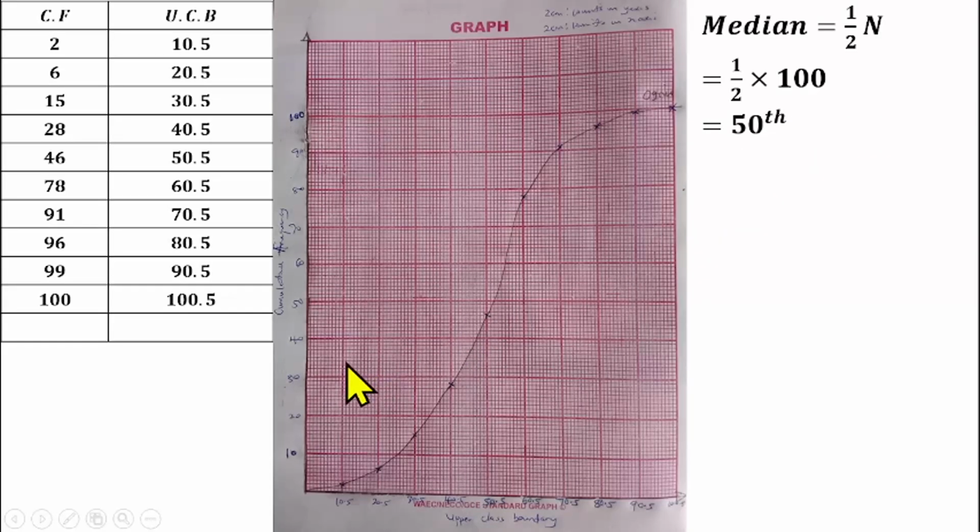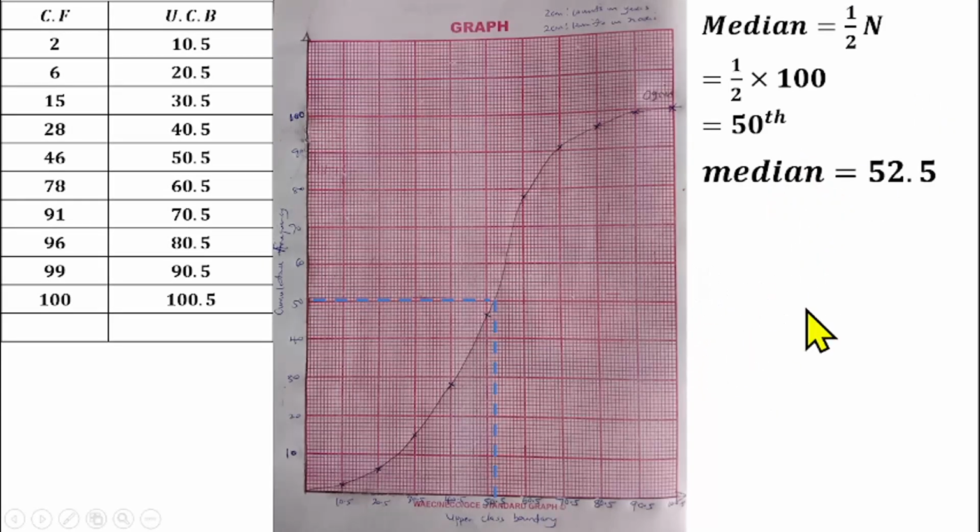So you go to your graph on the cumulative frequency side and draw a straight line at 50. Where it cuts the curve, you trace it down to the upper class boundary side, which is the x-axis. Don't forget that one line on the x-axis is 1 as well. So we have 50.5 plus 1 plus 2, that will be 52.5. So that means the median is 52.5.